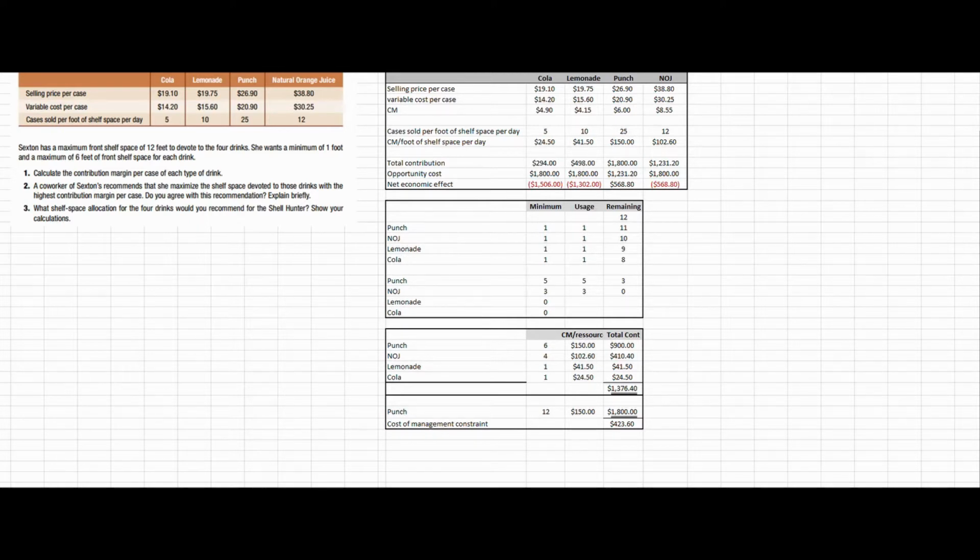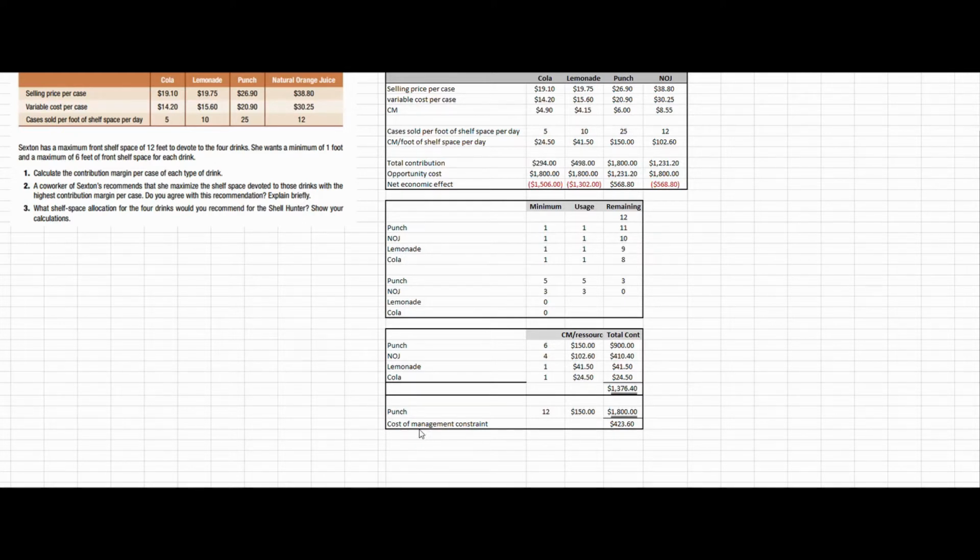In other words, let's eliminate those constraints and determine what we would do. Well, if we didn't have those 2 discretionary constraints, we would take all 12 feet and give that to punch, in which case we would generate a contribution of $1,800. So we can determine that the cost of the managerial constraint was $423.60.